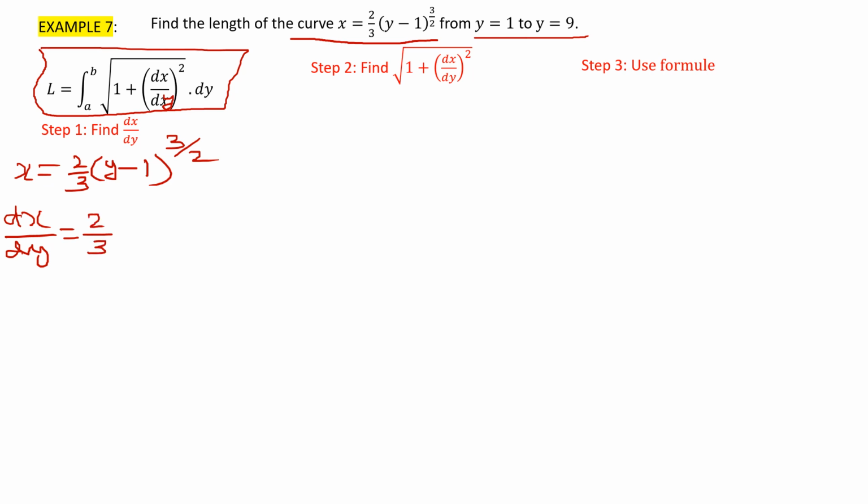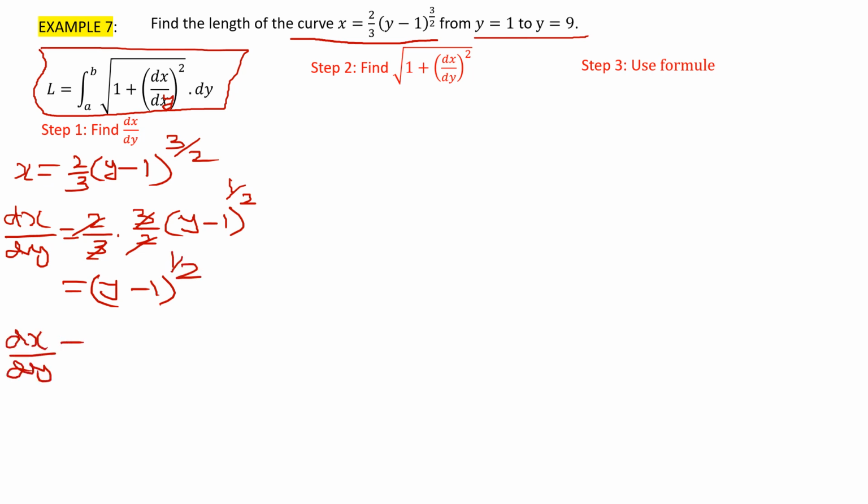So keep 2 by 3 as a constant. The power will come to the front. Then write the remaining term whole to the power n minus 1. So 3 by 2 minus 1 will give you 1 by 2. Now cancel 2 and 2, cancel 3 and 3. We are left with (y minus 1) the whole power 1 by 2. Or I can say dx by dy is equal to square root of y minus 1.